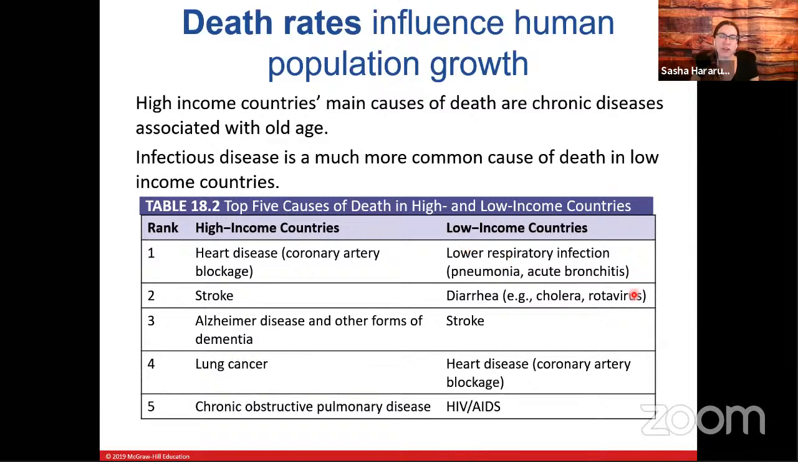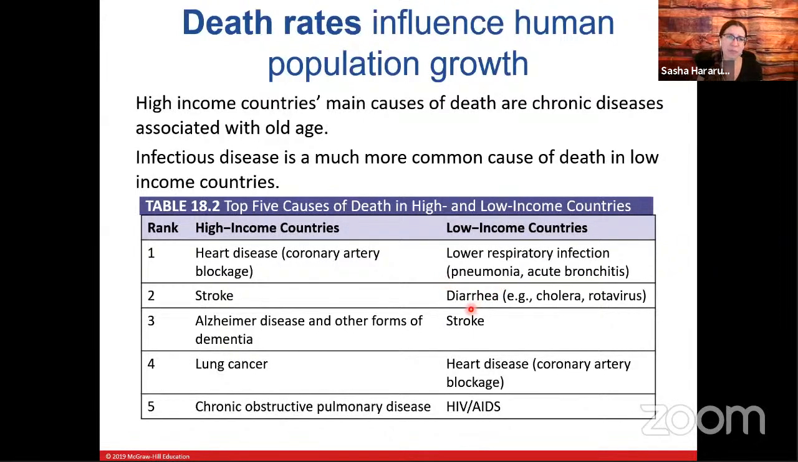Whereas in low income countries, the number one cause of death is lower respiratory infections like pneumonia or acute bronchitis. Pneumonia is basically caused by bacteria, or there's viral pneumonia. But often viral pneumonia co-occurs with bacterial pneumonia, because bacteria are happy when a virus is there, because it creates good conditions for them to spread in the lungs as well.